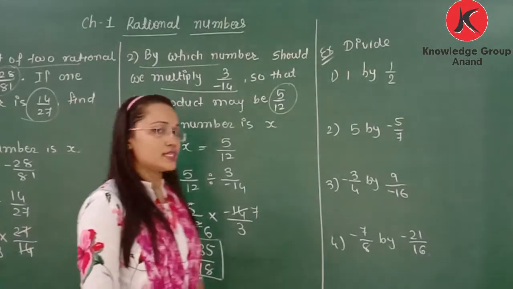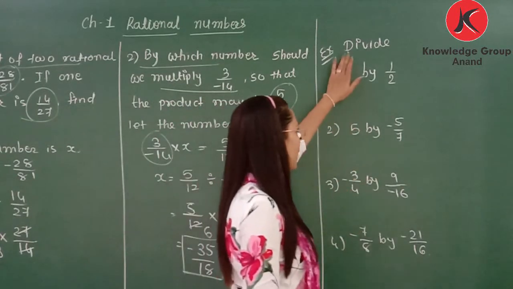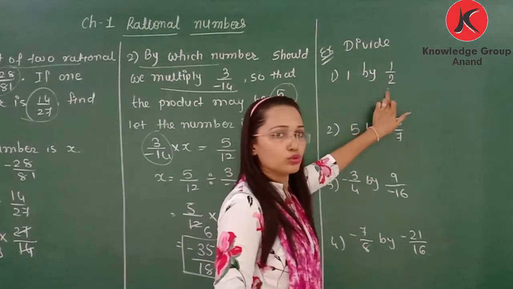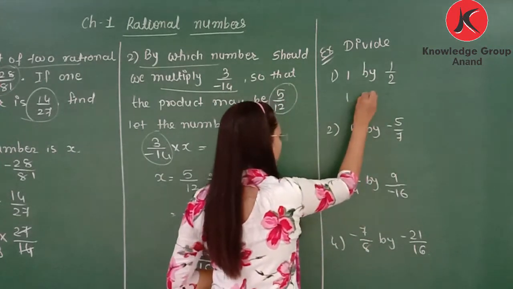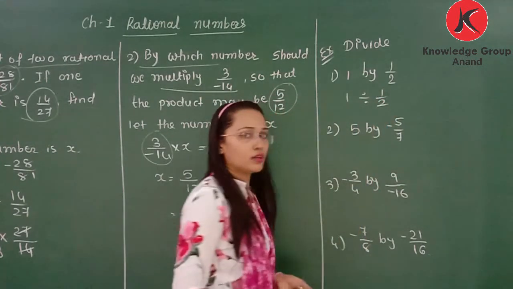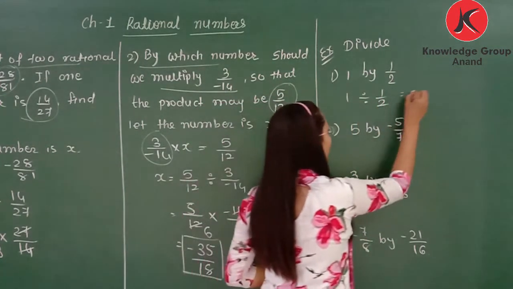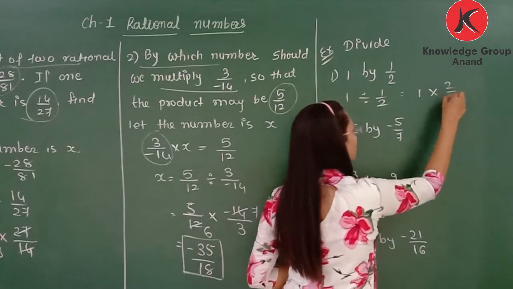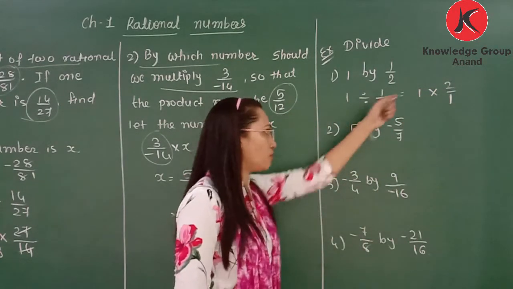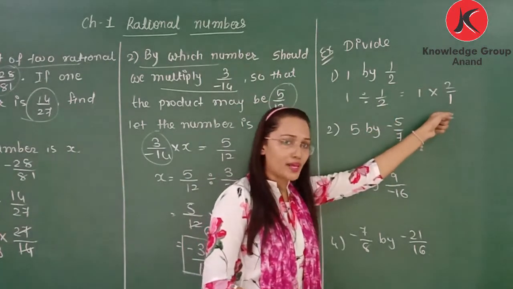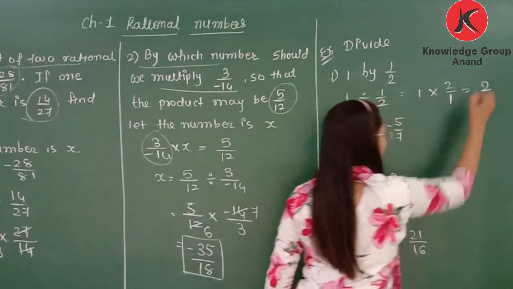Now let's solve the examples for division. So here, divide first 1 by 1 by 2. So we can write 1 divided by 1 by 2. Now division becomes multiplication. So 1 multiply 2 by 1 by writing the reciprocal. The reciprocal of 1 by 2 is 2 by 1. So here the answer is 2.